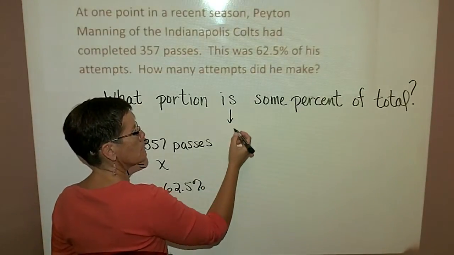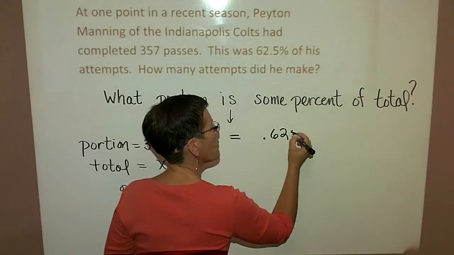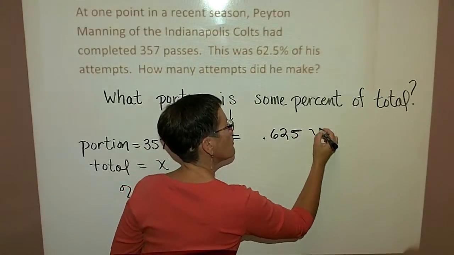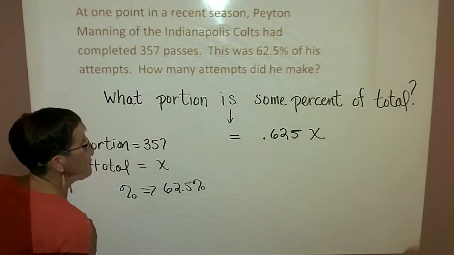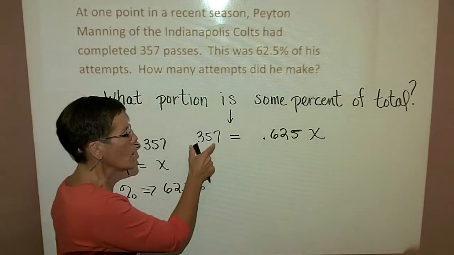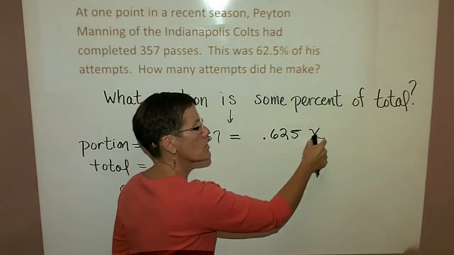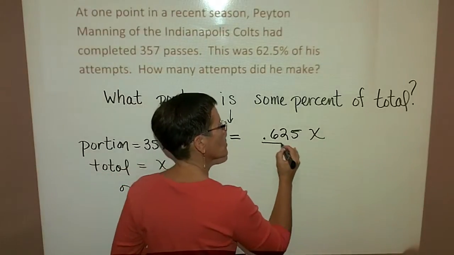Here's that word, is, equals: 62.5% of his total, and he completed 357 passes. That's a portion. So a portion equals a percentage times a total is how I regularly like to advocate you think about this if you struggle with it.